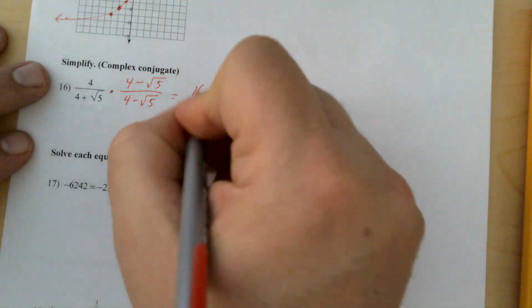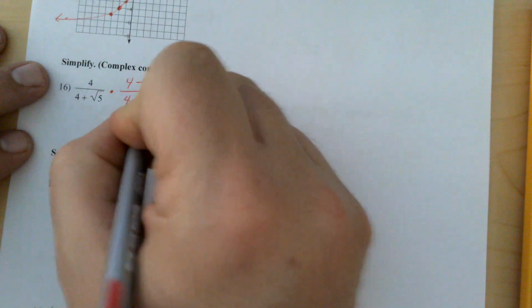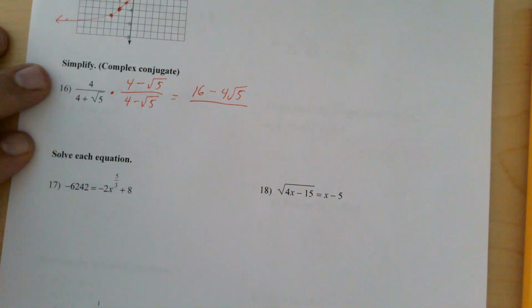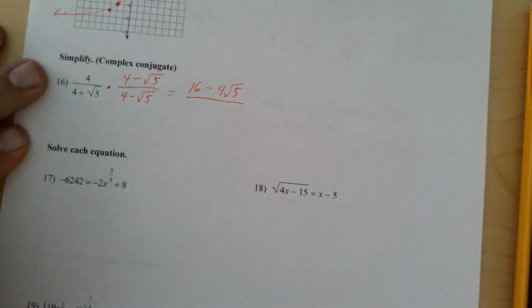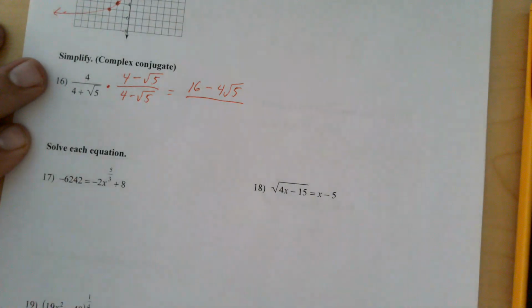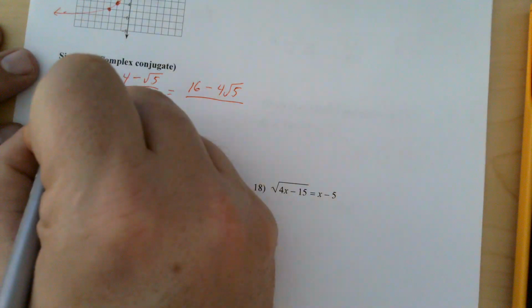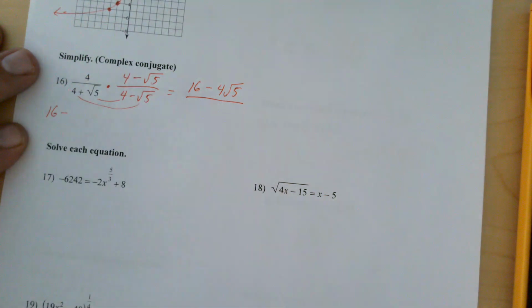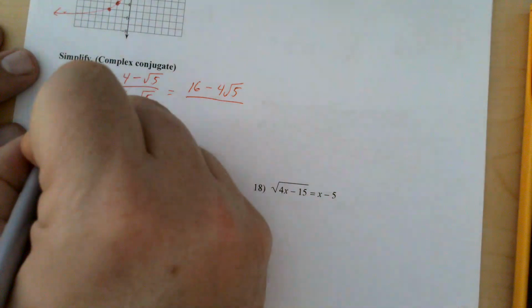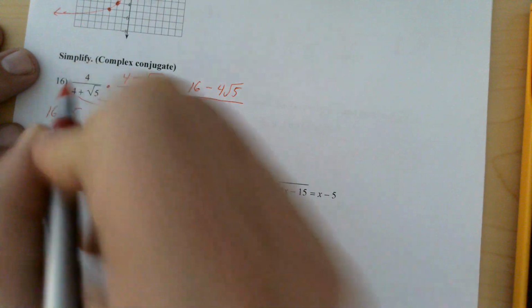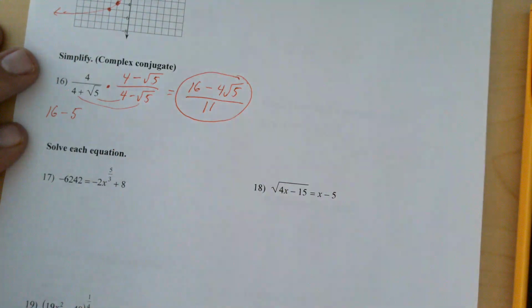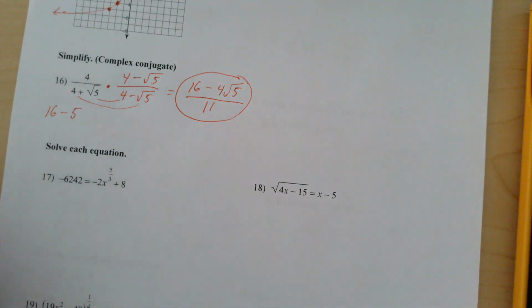4 times 4 is 16, and you're going to have 4 times root 5, so it'll be minus 4 root 5. Okay, please make sure you realize you cannot get root 20 from that. It's -4 root 5. On the bottom, I better get a number. So I'm going to get 4 times 4, which is 16. The outers and inners disappear, and I'm going to be left with minus root 25, which is a 5. And all I need is an 11. Okay, so that takes care of the conjugate question.